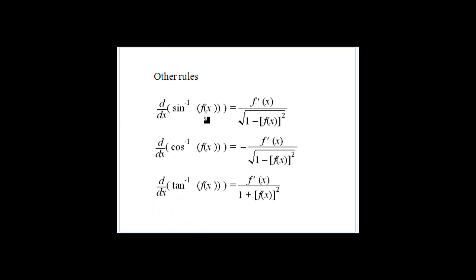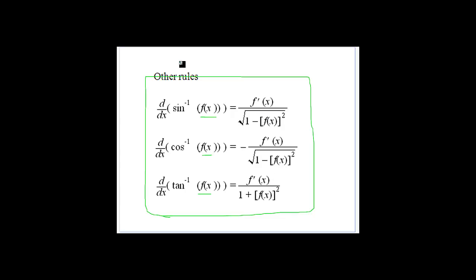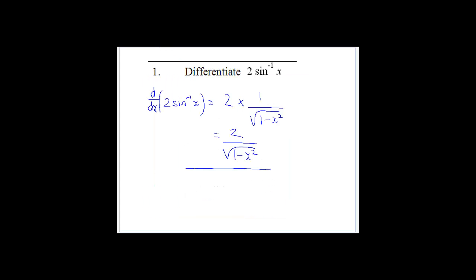In general, that's the case where it's just x. If we've got a function there, it doesn't make too much difference, except we get the derivative of the function over the square root of 1 minus the function squared. If it's inverse cos of x, it's minus of that. And if it's inverse tan of x, it's the derivative of the function over 1 plus the function squared. So there's the rules. They're ones you're probably going to use more. So they're the ones you're going to have to commit to memory and keep in place to do the derivatives.